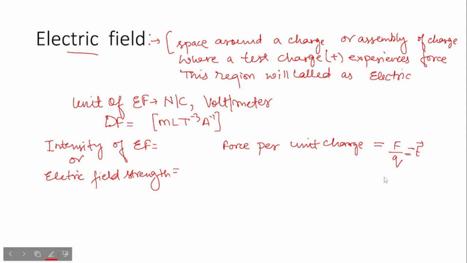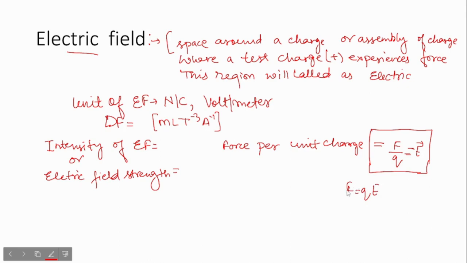Force per unit charge, this is electric field strength. We are going to use this in problems in this chapter. You can also derive the unit from here: the unit of force is Newton and the unit of charge is coulomb, so the unit is Newton per coulomb. Now the next thing, the relation between electric field and force: F is equal to Q into E. This is the relationship between electric force and electric field.